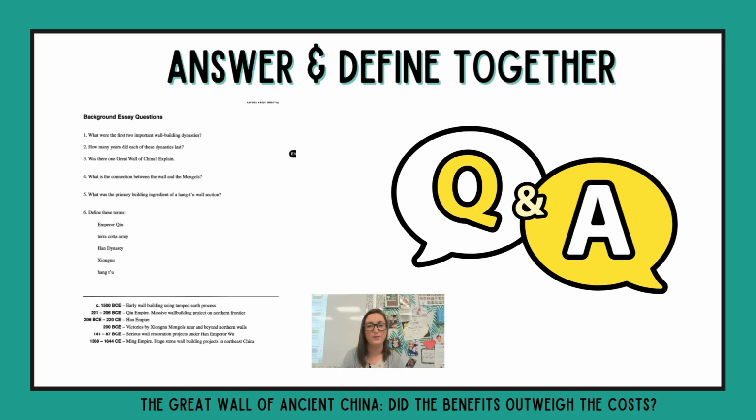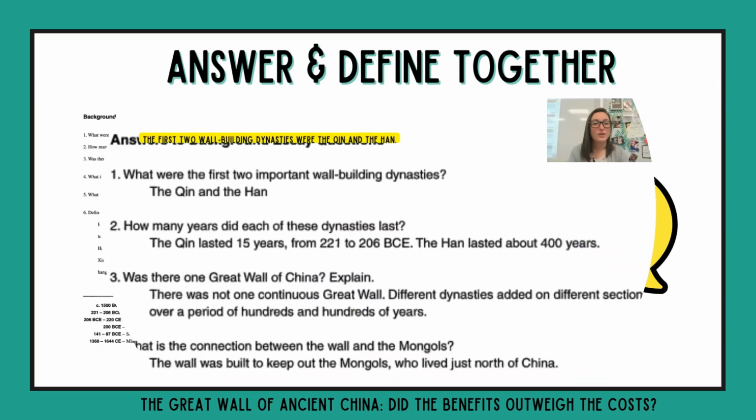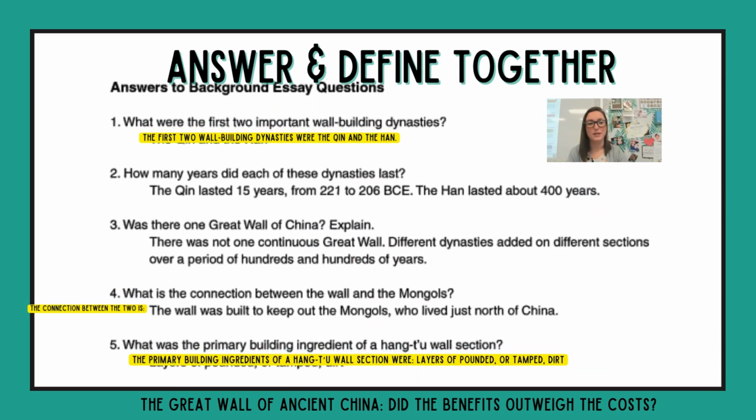We're going to answer 1 through 5 together, TTQAing it, showing you how I want you to answer it, and then writing down those terms and definitions. Going over these first sets of questions together. Here, what were the first 2 important wall-building dynasties? The first 2 wall-building dynasties were the Qin and the Han.